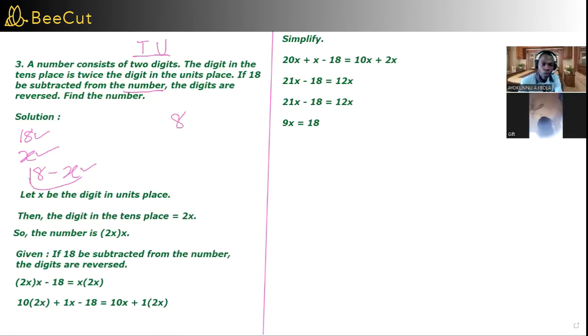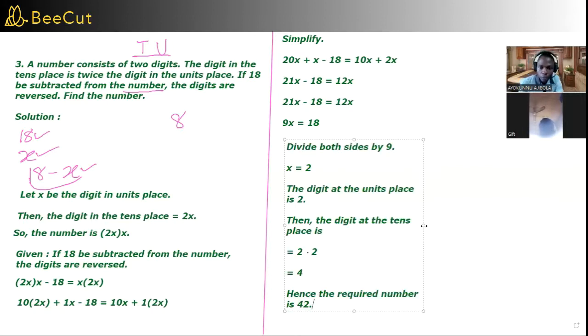Then you have to divide, because 21x minus 12x is 9x. Divide both sides by 9, then x is going to be 2. So if you divide both sides by 9, that's what we have in the next page. When you divide both sides by 9, you have x equals 2.